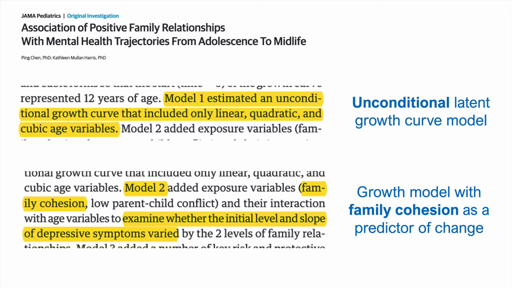First, let's just briefly look at the model that Chen and Harris fit in their paper that we were using as the motivating example with the complete AdHealth data. These are just some screenshots from their manuscript. So we can see that they estimated an unconditional cubic growth curve. That's what we're seeing here as Model 1. And Model 2 added a number of predictor variables, including family cohesion, and they say to examine whether the initial level and slope of depressive symptoms varied. So that's an interaction question, a predictor of change.